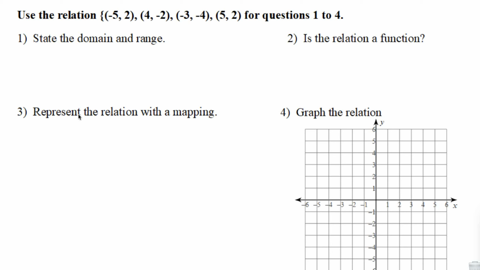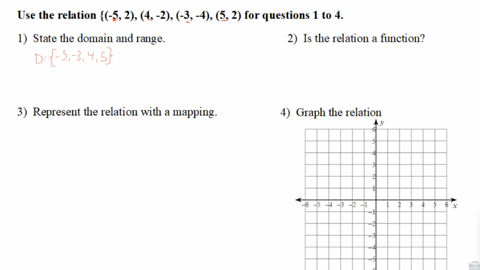We'll start working our way through this chapter 2 test review. The first one says state the domain and range. The domain is the set of x values. So we're looking for the set of x values. We have -5, 4, -3, and 5, and we normally put these in numeric order. So -5 is the lowest, and then -3, and then 4 and 5. So there's the domain of this relation.